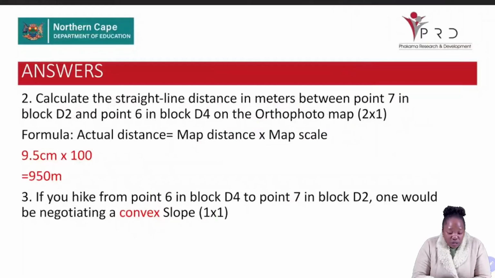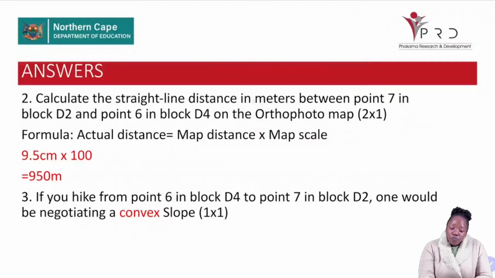The second question, you're calculating the actual distance. I've already shown you how you're supposed to place your 30 centimeter ruler. You start from 0 up until the next point. And the answer was supposed to be in meters, using the orthophoto map. Then the map distance there is 9,5.